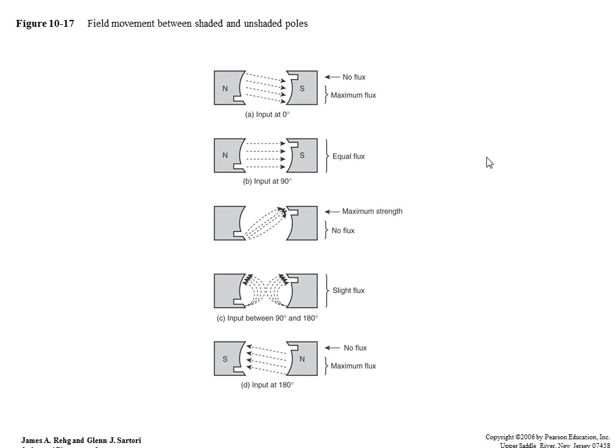So now we're seeing that field movement between the shaded and unshaded poles. So my shaded poles are doing that, my unshaded poles are doing this, but when we put them together, now I have a magnetic field that goes directly across with a nice equal flux.